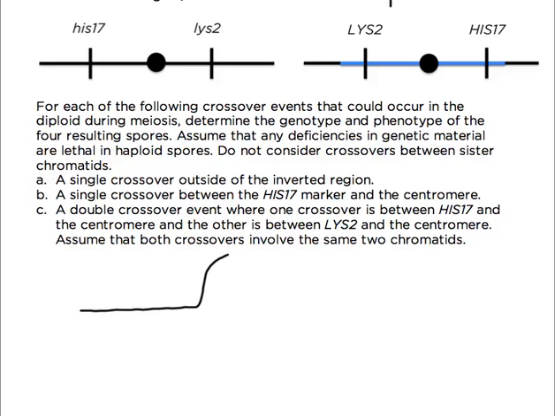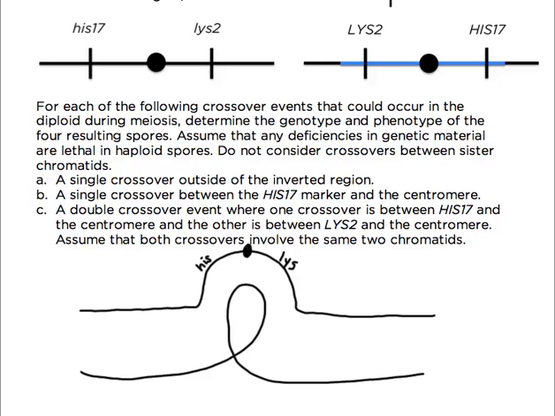Remember, you draw as a bubble, the center of which is the centromere, and you have recessive histidine, recessive lysine. Then you have the second chromosome, which forms the loop. It has its centromere in the middle. And then you have dominant histidine, dominant lysine.